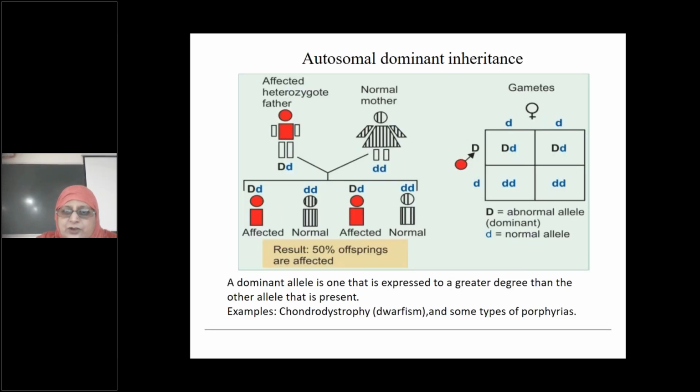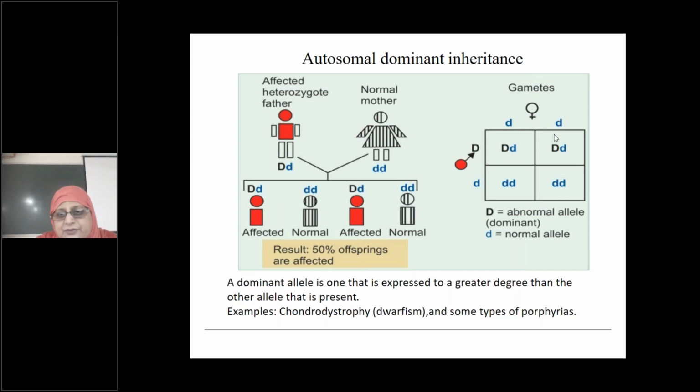Now what is autosomal dominant inheritance? We will see now. Suppose a father is an affected heterozygote. You can see this gene, capital D, is represented as the abnormal allele and smaller d we are representing here as a normal allele. So this father is a heterozygote having one normal and one abnormal allele, while the mother has both normal. So mother is normal. Now what will be the children here?